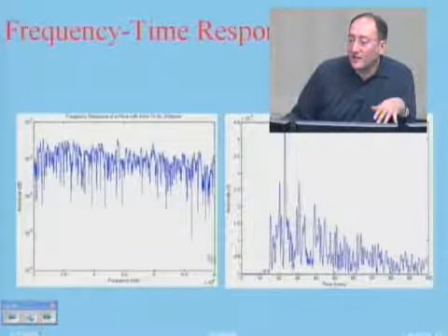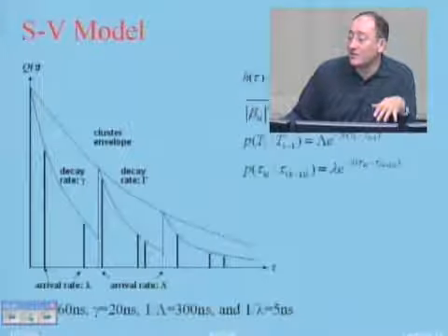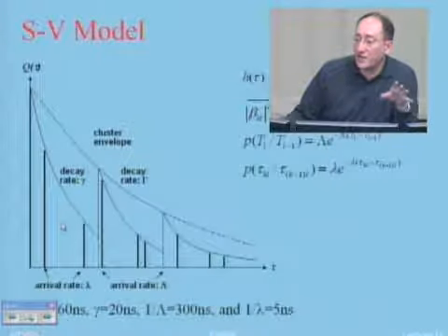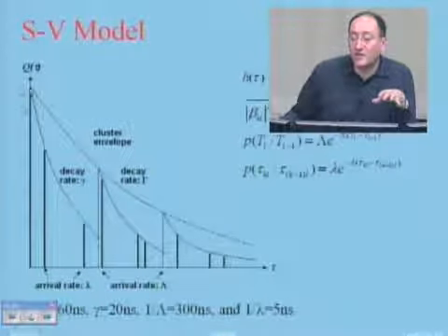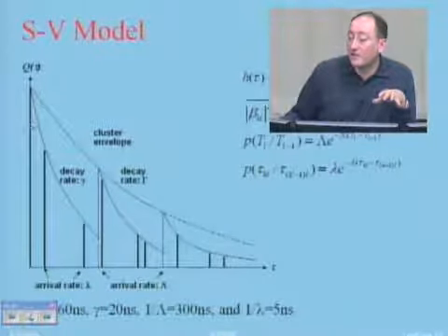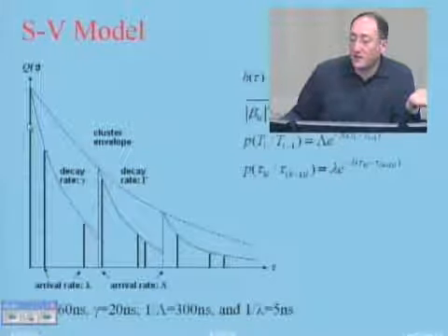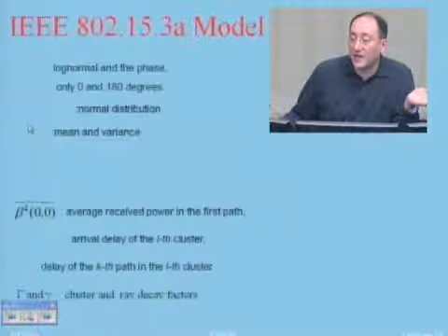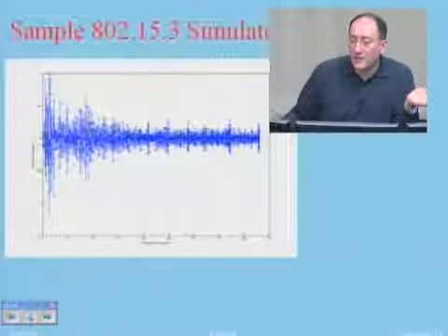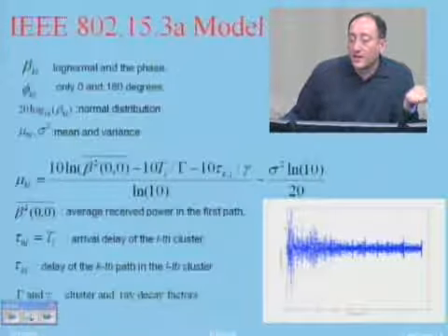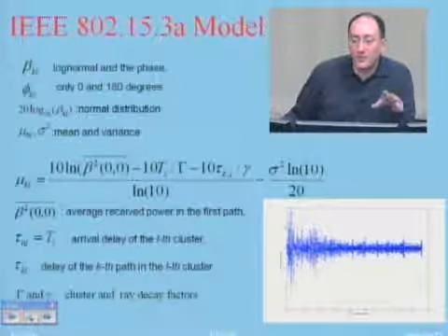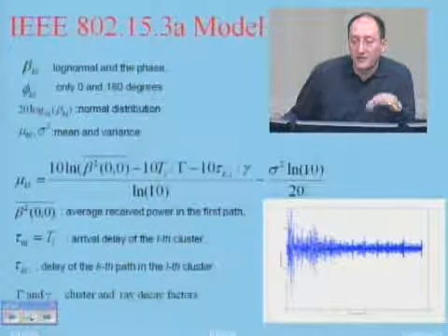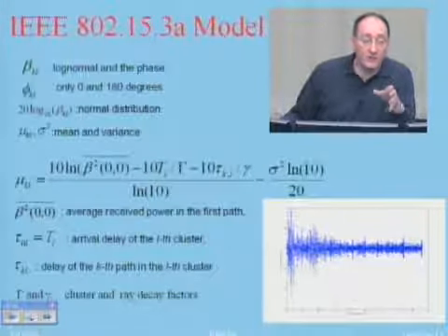And what they did, they modified the Saleh-Valenzuela model in two directions. One is in the arrival of the paths. The other one is in the strength of the path. In the strength of the path, they did the same thing that Ganesh was talking about. They put log normal distribution for that. And for the arrival, they tried to look into a variety of options. One of them is delta-K or modified Poisson.